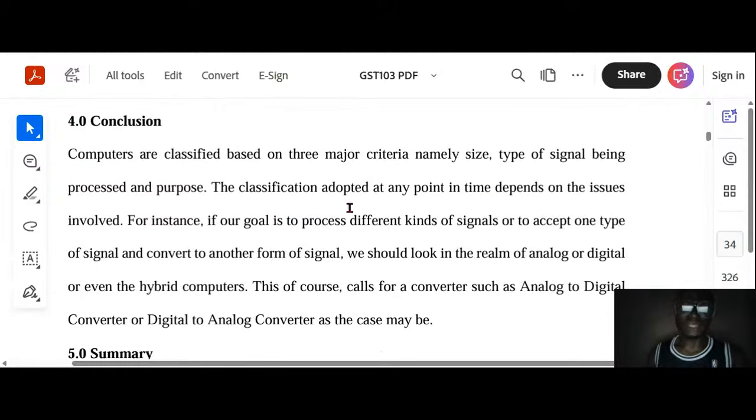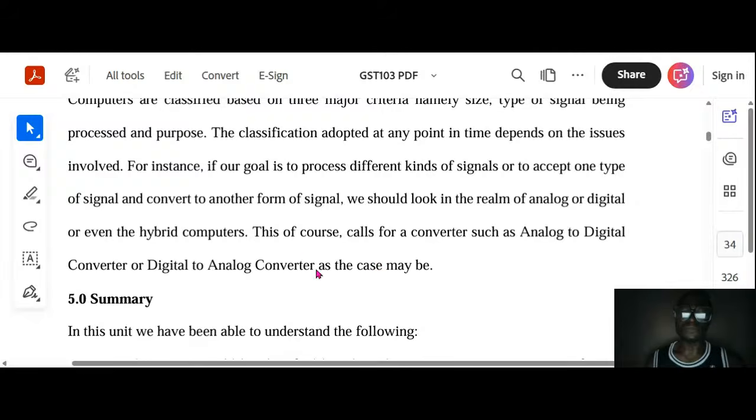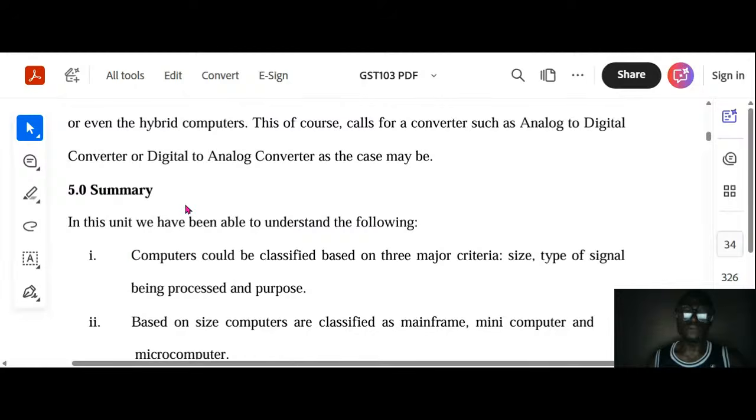Now, the classification adopted at any point in time depends on the issues involved. For instance, if our goal is to process different kinds of signals or to accept one type of signal and convert it to another form of signal, we should look into the realm of analog or digital or even the hybrid computers. This, of course, calls for a converter such as an analog to digital converter or digital to analog converter, as the case may be. In summary, in this unit, we have been able to understand the following.